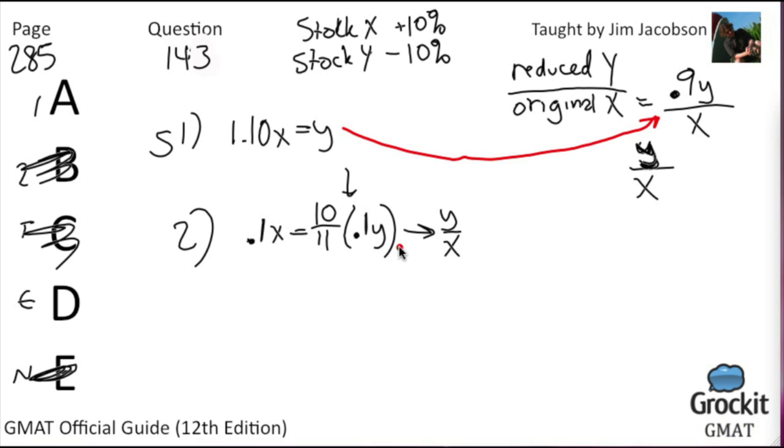So again, this one also allows us to get to Y over X. Like in the previous case, Y over X would have equaled 1.10, because we divided both sides by X. This one I don't want to do the math because it looks like it would take more steps, but we could do the same thing to get Y and X on the same side of the equation. So either statement on its own is sufficient.